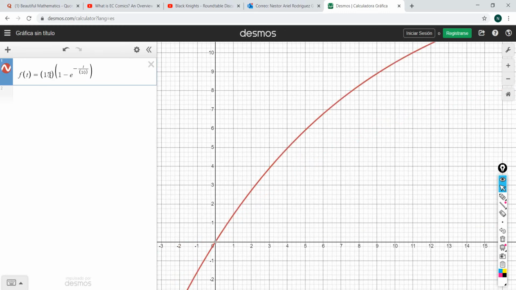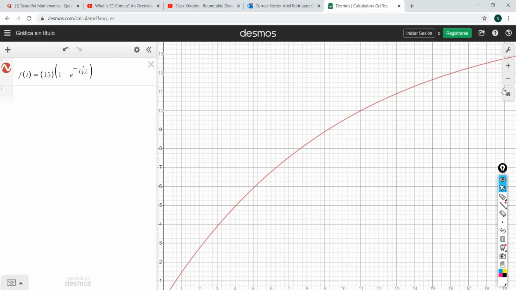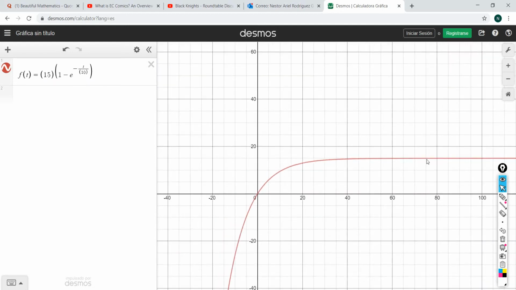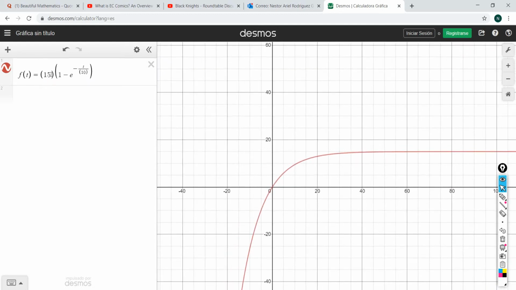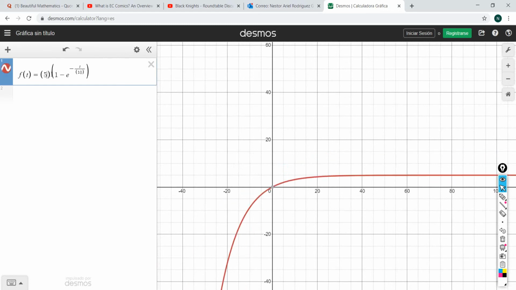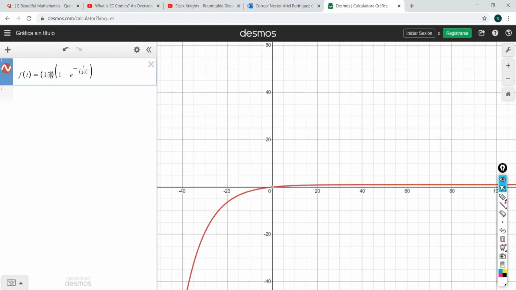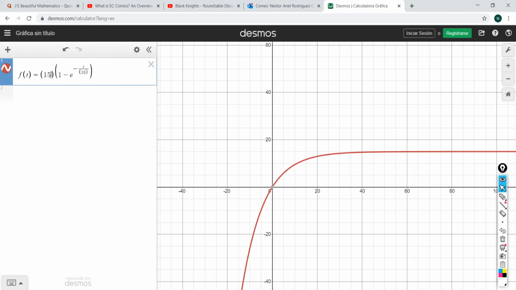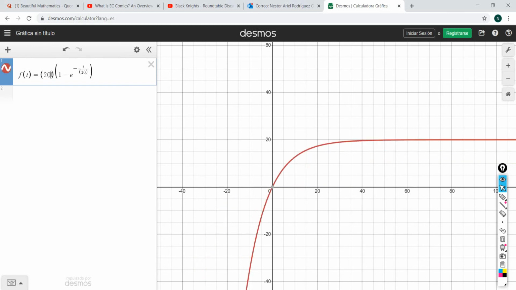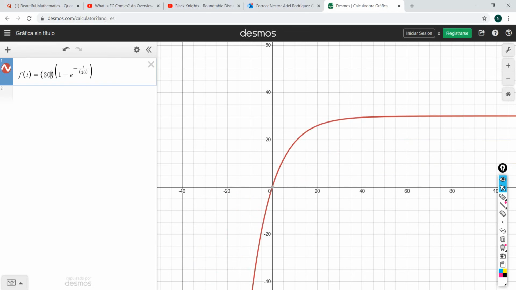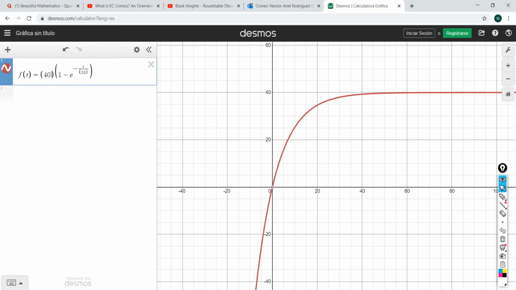The more you change these constants, you see. Look, I'm gonna do that 5 again. 10, 15, 20, 30. Just play, just observe, just analyze the function.